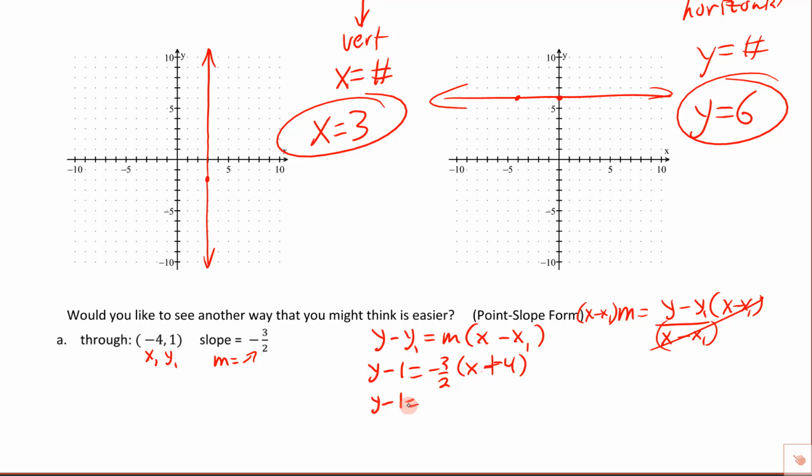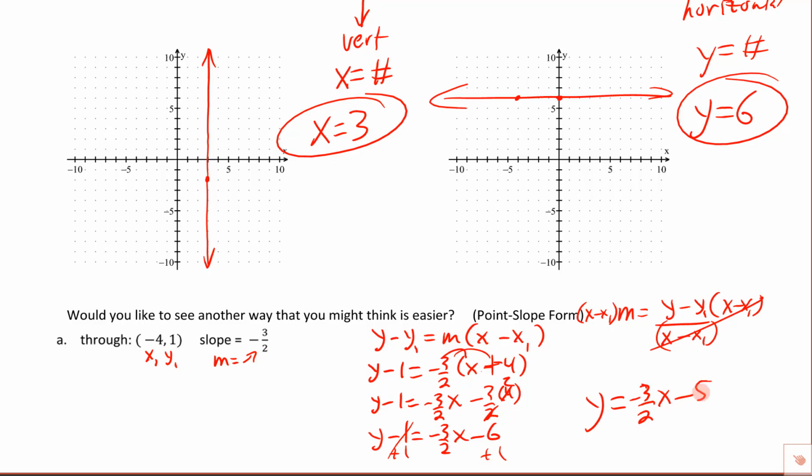So this is going to be y minus 1 equals negative 3 halves, and then we're going to distribute through here. So we're going to have negative 3 halves x, and then negative 3 halves times 4. So this is going to cancel, and that's going to be a 2. So I get y minus 1 equals negative 3 halves x minus 6. And then the only thing I need to do is add 1 to get that y by itself. I'm getting this in slope-intercept form. So this is y equals negative 3 halves x, and then minus 5 right there.